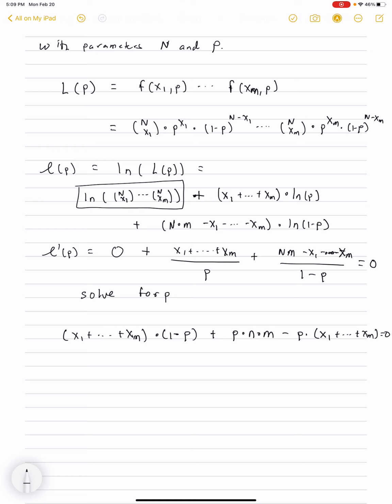Now when I do this, I'm going to FOIL, so that times that and that times that. I'm going to get x1 plus through x sub m, minus p times x sub 1 plus through x sub m, plus n times m times p.